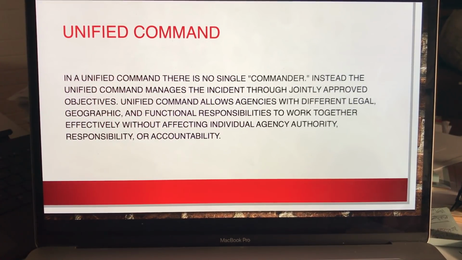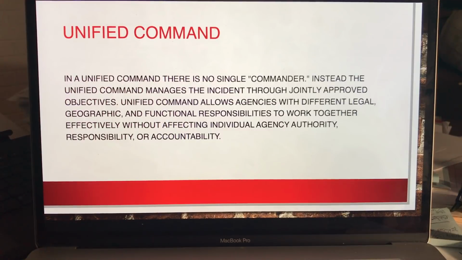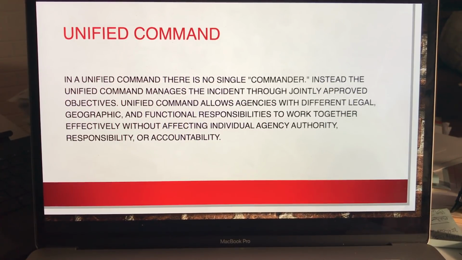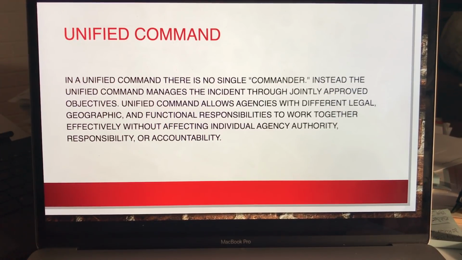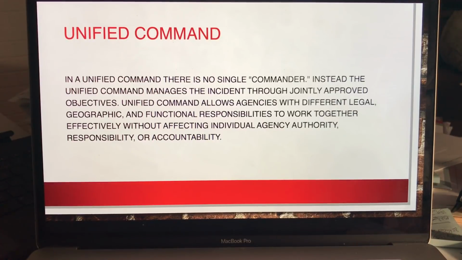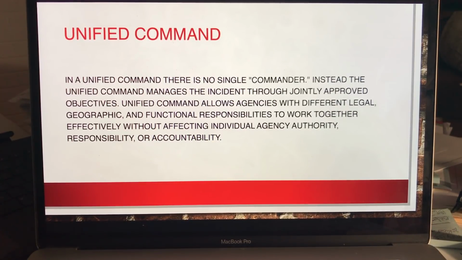In a unified command, there is no single commander. Instead, the unified command manages the incident through jointly approved objectives. Unified command allows agencies with different legal, geographic, and functional responsibilities to work together effectively without affecting individual agency authority, responsibility, or accountability.